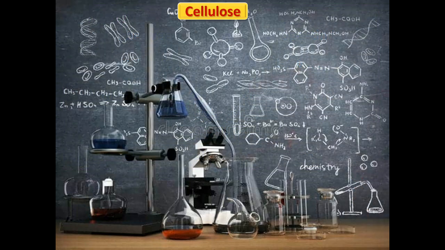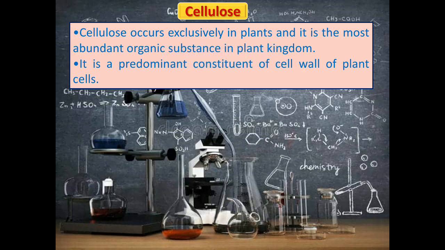Okay, we'll see the second polysaccharide. The first polysaccharide we have completed is starch. The second one is cellulose. Cellulose occurs exclusively in plants, which means animals do not contain cellulose. It is the most abundant organic substance in the plant kingdom.